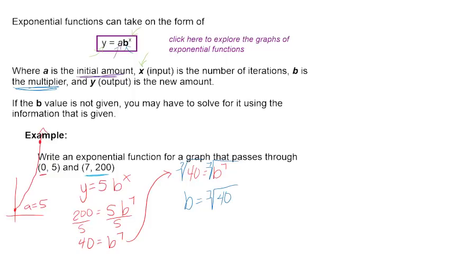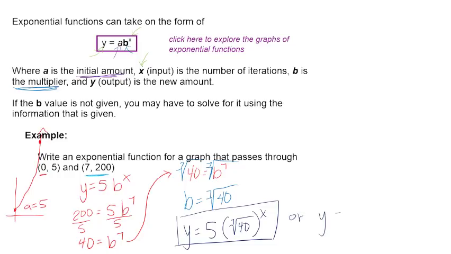And you can actually just leave your answer like that. If you had a calculator, you could plug that in, but you don't need to. So y would be equal to a, which was 5, times b, which is the 7th root of 40, to the x power. That would be your equation. Okay, if you were using your calculator, that 7th root of 40 is about 1.69. So another way that we could write this is y is equal to 5 times 1.69 to the x power.